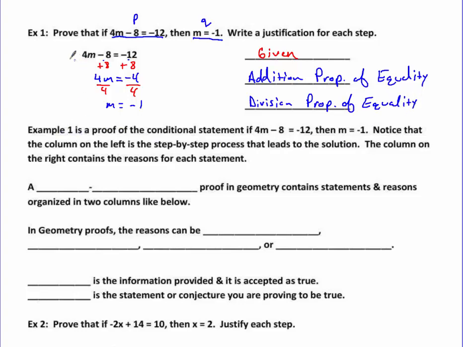Okay, so example 1 that we just did right here, this is a proof. This is your very first proof. It's a proof of the conditional statement: if 4m minus 8 equals negative 12, then m equals negative 1. So notice the left side over here is the step-by-step process, and the right side over here are the reasons that we were able to do each of these things. And so most of the proofs we do are going to be called two-column proofs, and a two-column proof contains statements and reasons organized in 2 columns just like we did.